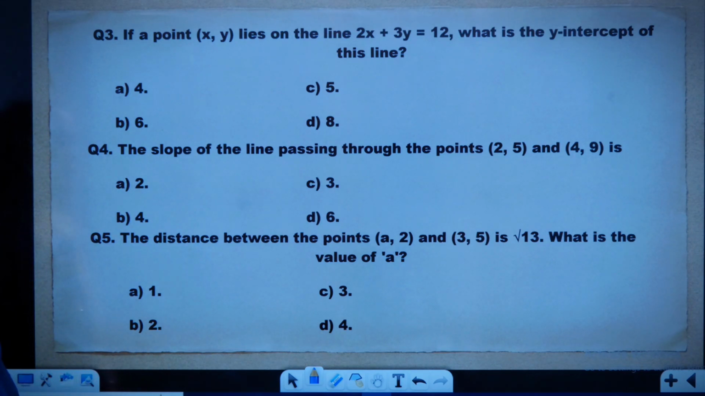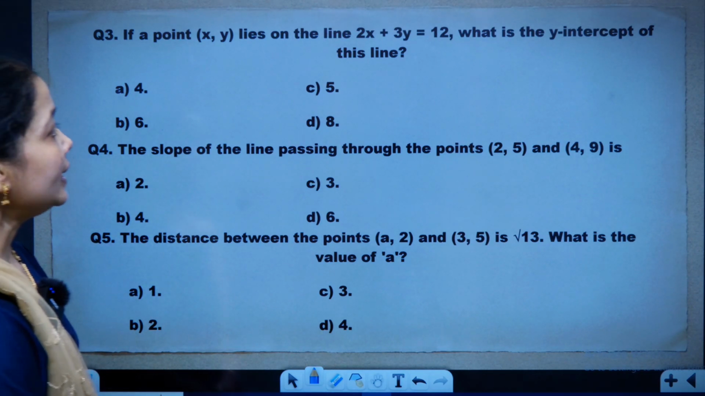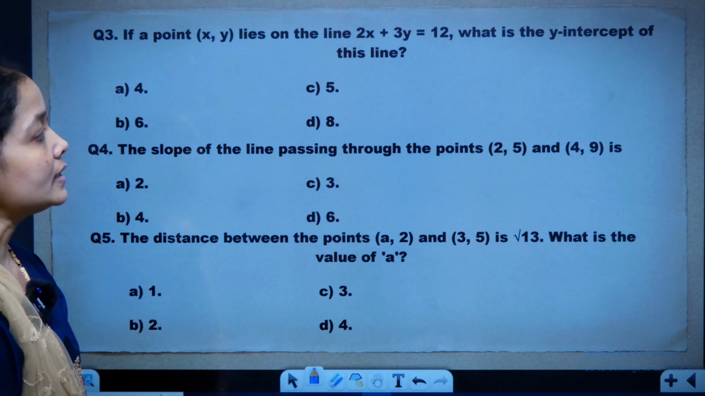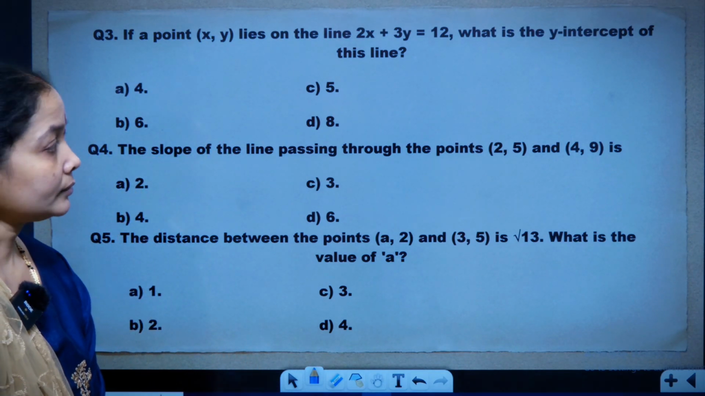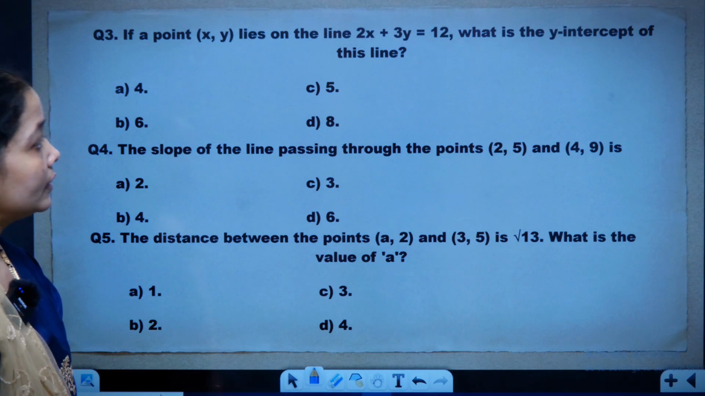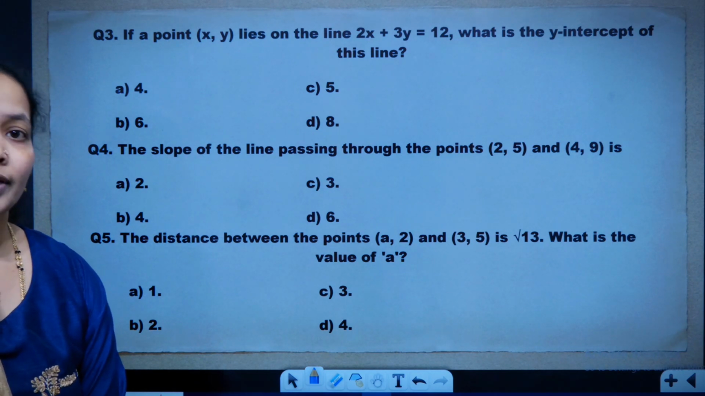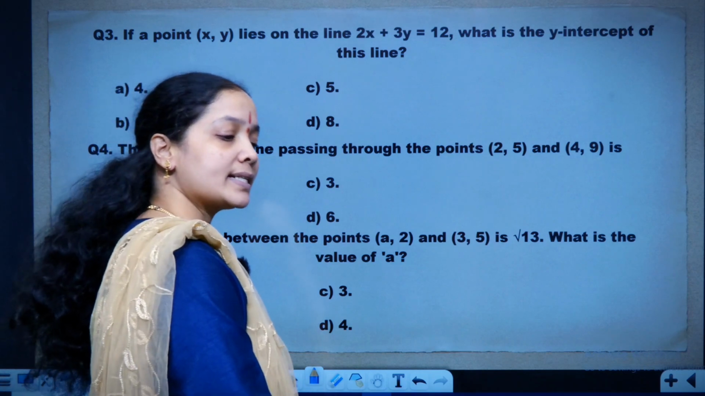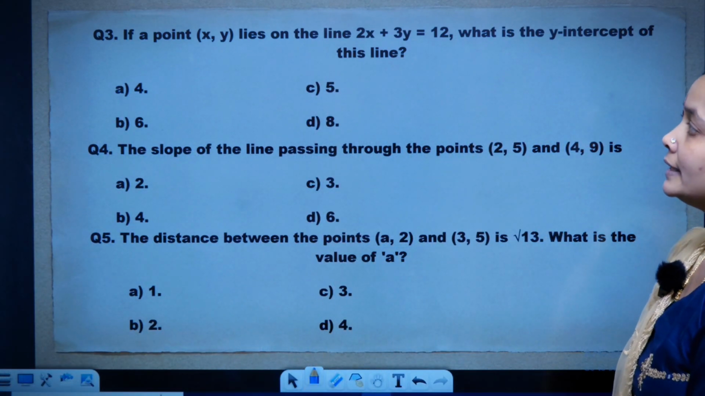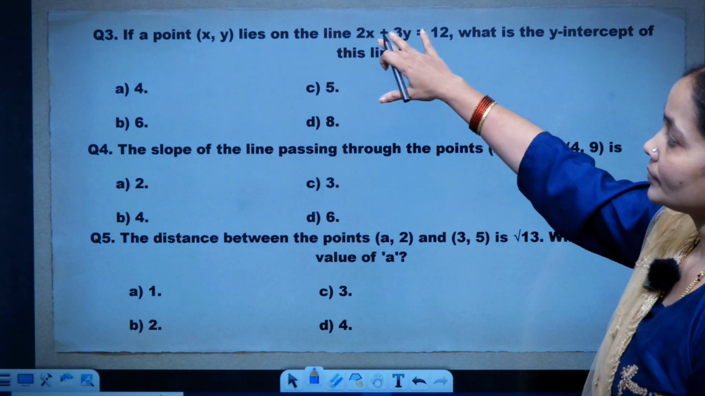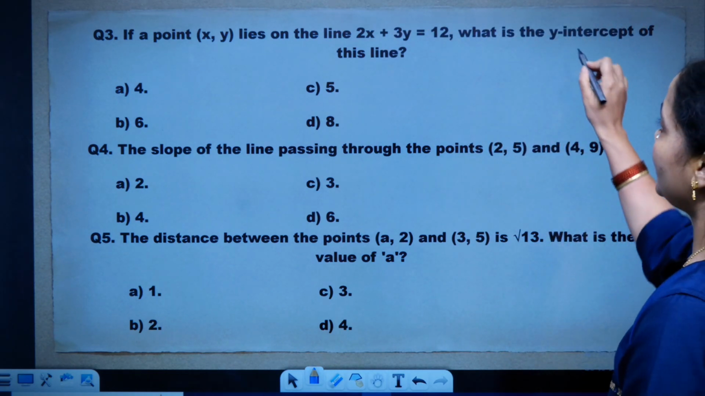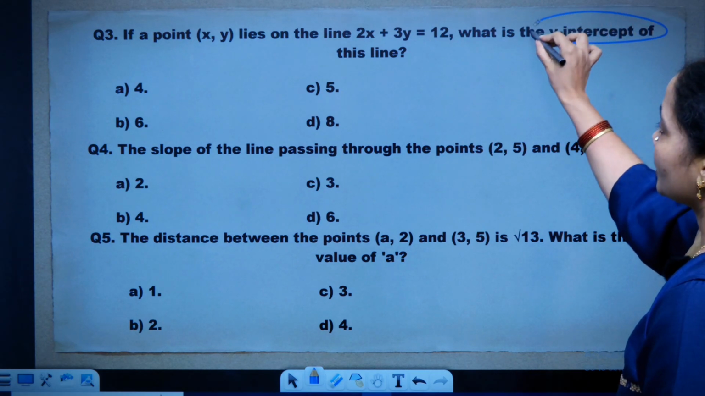In the third question, if a point (x, y) lies on the line 2x plus 3y equal to 12, what is the y-intercept of the line? They are just telling us to find the value of the intercept of y. Many of you don't know the exact meaning of intercept. Intercept is the distance between this given line and the y-axis. Okay, y-intercept they are asking, y-axis.